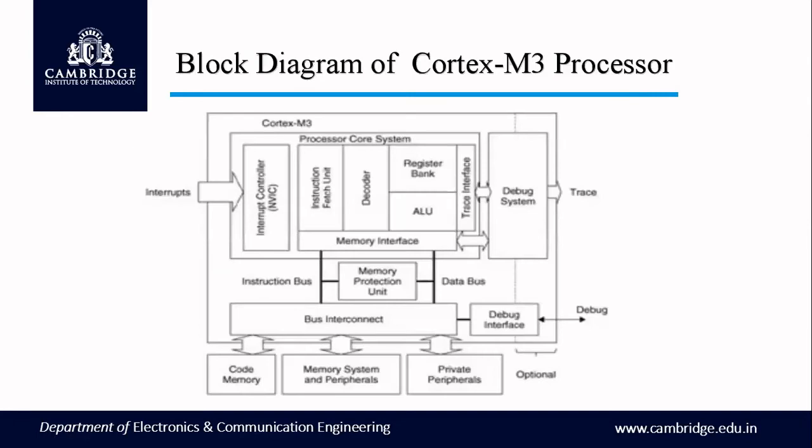So the block diagram or the simplified view of the Cortex M3 processor is this. So you have the processor core system, which has the register bank of those 16 registers, the ALU, and then you have an instruction fetch unit, which would fetch the instructions and decode them and give them to the ALU. You have this optional memory protection unit and the bus architecture based on the AMBA standards, and the NVIC block, which is meant to handle the interrupts.